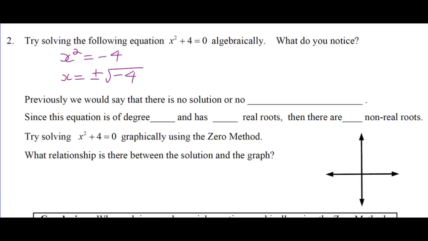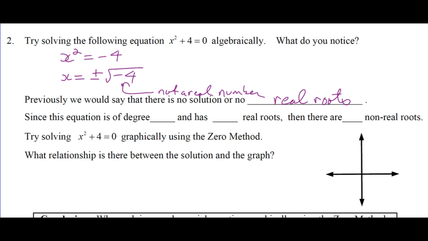So that's not a real number right here. Not a real number. Not the -4, but the square root. So previously we would say there's no solution or no real roots, right? That was the 20-1 explanation. No solution, no real roots.